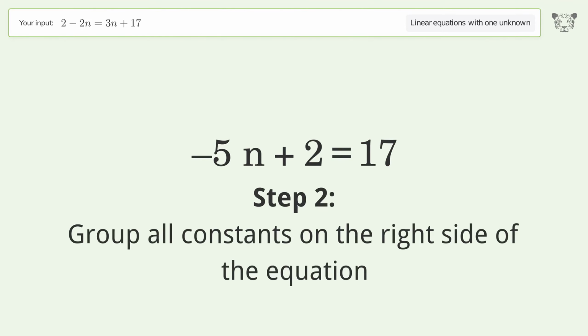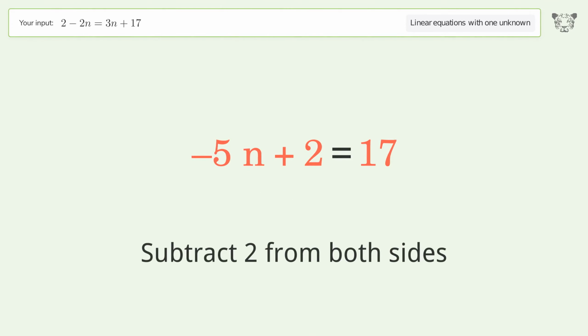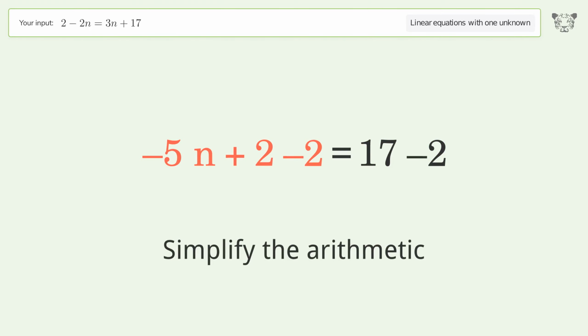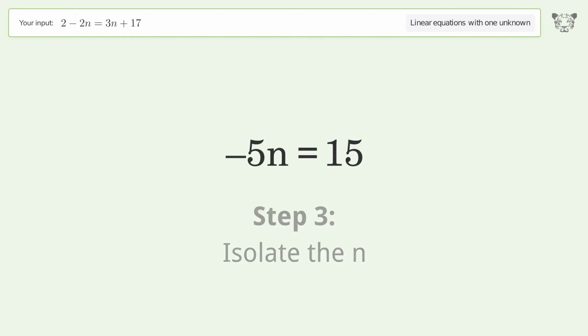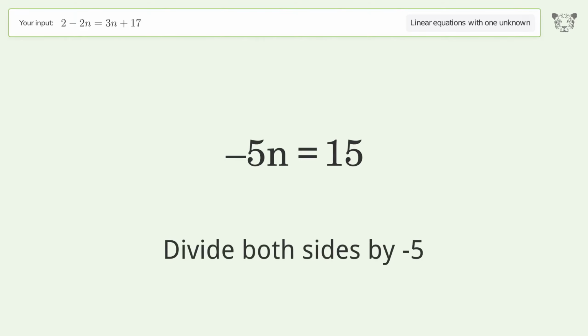Group all constants on the right side of the equation. Subtract 2 from both sides. Simplify the arithmetic. Isolate the n. Divide both sides by -5.